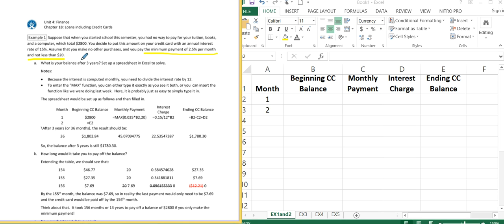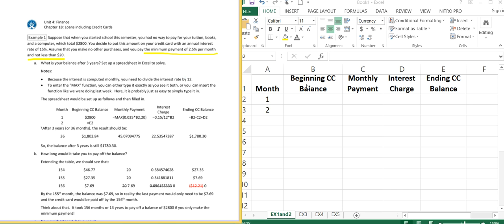So suppose that at the beginning of the semester you had to pay for tuition and books and a computer and maybe a tablet or something. But let's just say that in total it was $2,800. And you decided you didn't have a choice. You just had to put this on your credit card, and that your credit card has a very typical rate here of 15%. And so we want to look at what your balance would be after 3 years if you only made the minimum payment.